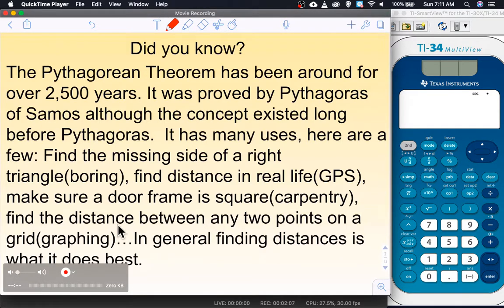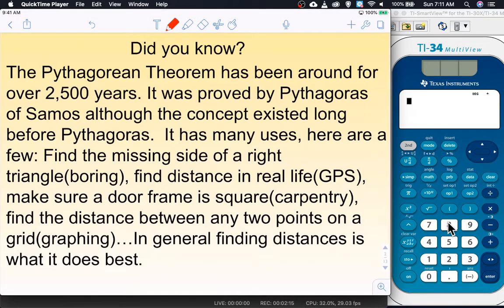Find the distance between 2 points on a grid, kind of graphing. We'll be doing a little bit of that as well. And in general, finding distances is what it does best. The whole point of it is that it finds how far apart a couple of points are, or things in real life.